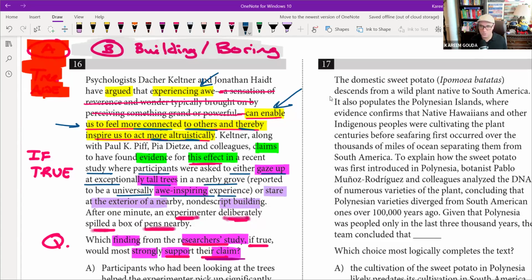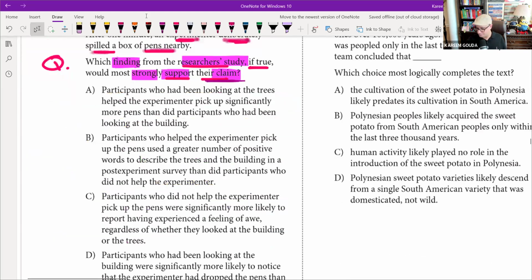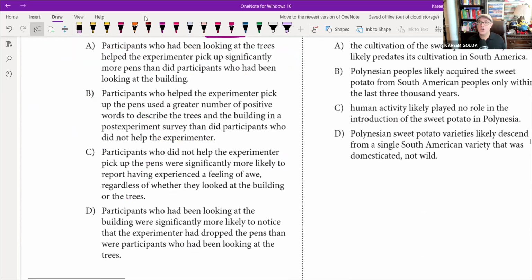Now I understand that this is super good. Now, what if I didn't understand anything? What if you don't have me with you on the test to explain all of this? Let's see what we can do. All right, A. Participants who had been looking at the trees helped the experimenter pick up significantly more pens than did participants who had been looking at the building. I think answer A is perfect. This is exactly what I said.